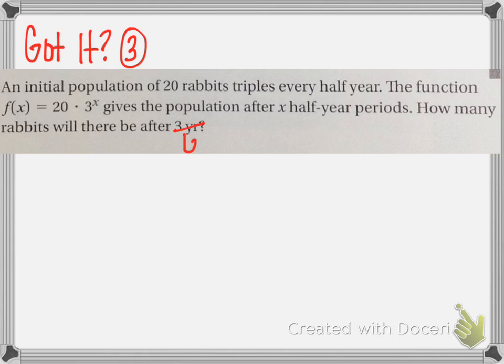So I want you to put in 6 half years. So you're going to replace the X with a 6. Okay, go through and plug in the 6, do your order of operations, and then pause it, finish it, get up with me on the next slide.